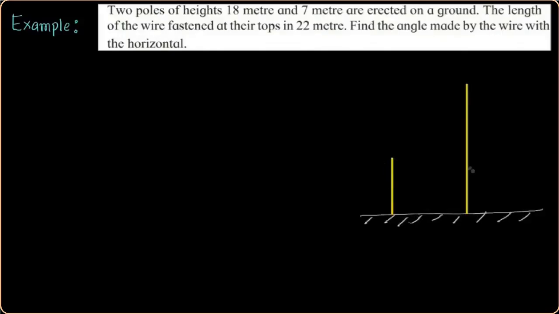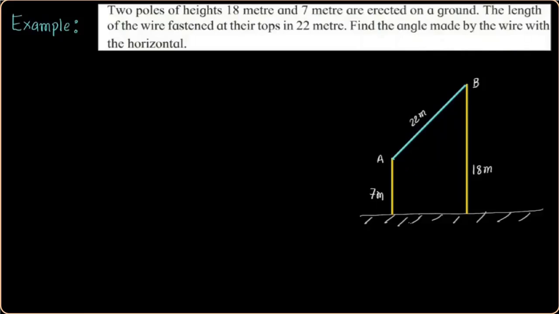So friends, you can see here we have two poles. This is the first pole, which has height 7 meters, and this is the second pole having height 18 meters, and their tops are connected with the help of a wire, something like this. The length of this wire is given as 22 meters. Let me call this point A and this point B. So we have to find the angle made by the wire with the horizontal.